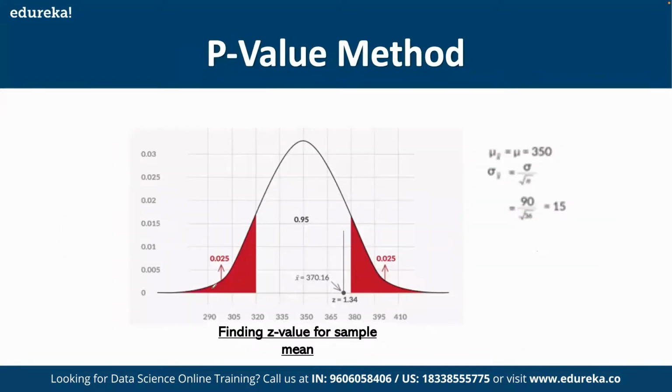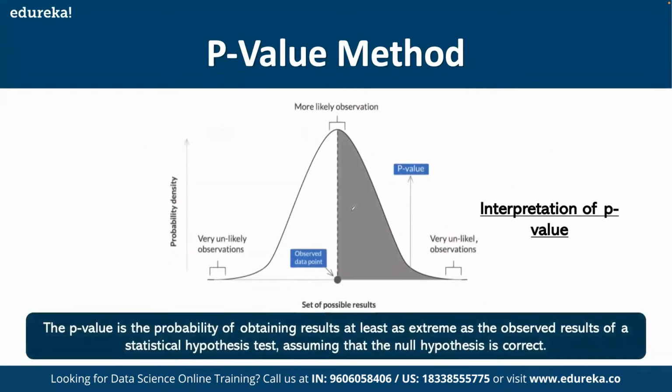In the p-value method, first we'll find the Z value for the sample mean. Once I find the value of Z, the next thing we are going to do is get the respective p-value. The p-value describes the probability of obtaining a result at least as extreme as the observed result of a statistical hypothesis test, assuming that my null hypothesis is true.